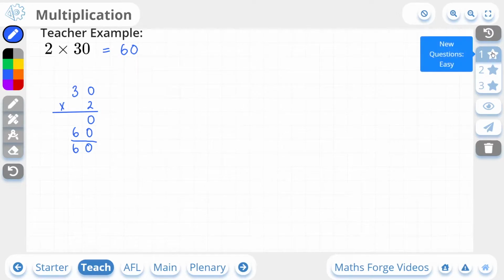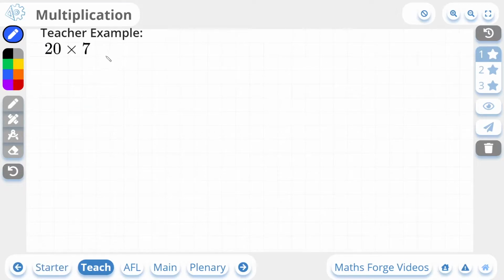Let's try another one. So 20 times 7. So I'm going to do 2 times 7, which is 14. And there's a 0 at the end of one of the numbers in the question. So there's going to be a 0 at the end of my answer. And if we just check our answer, there it is.